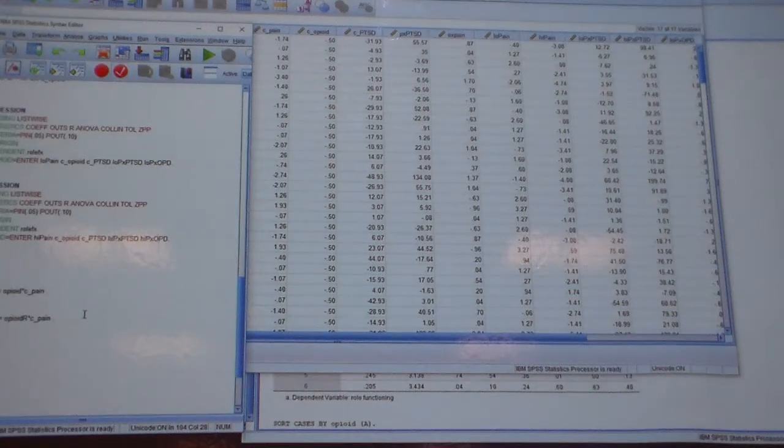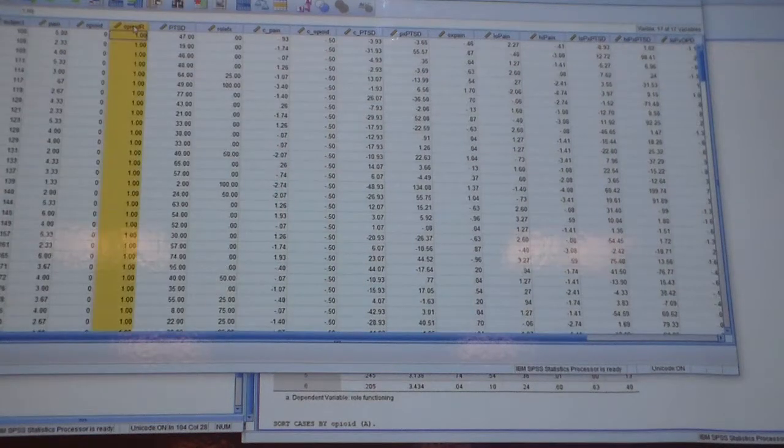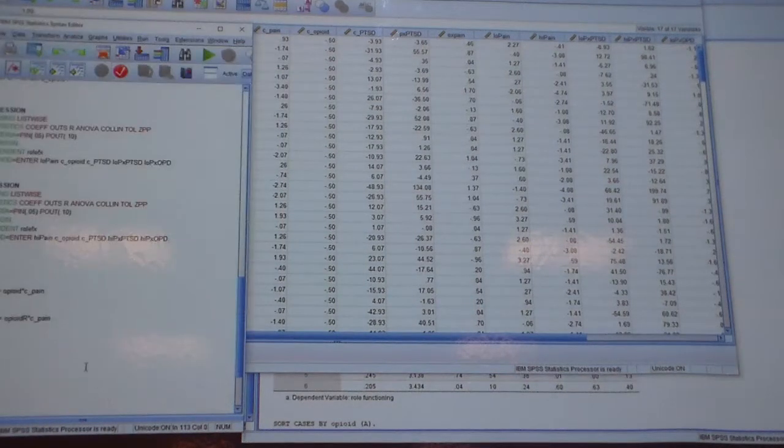Did you name that variable opioid R? Is that the one we just created? Yep, in our data file, it's just opioid R. Okay. And this is nice because opioid use isn't in any other interaction term, right? So we don't have to worry about going through and creating other new things.